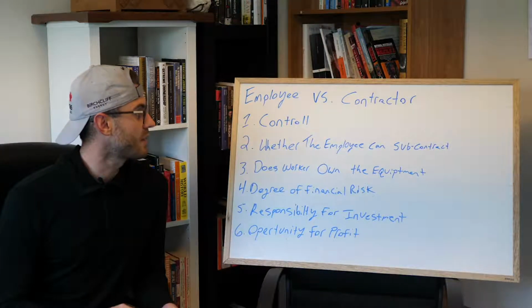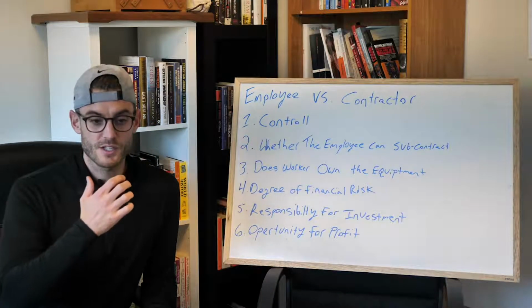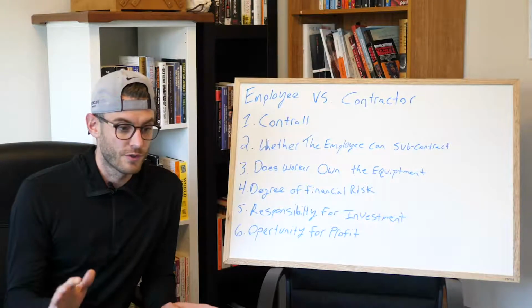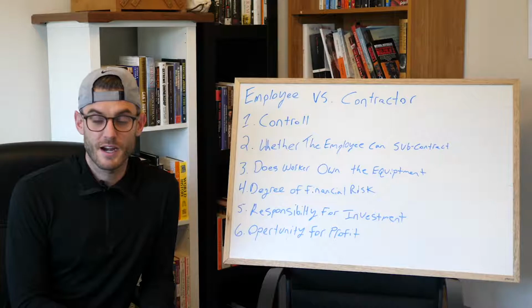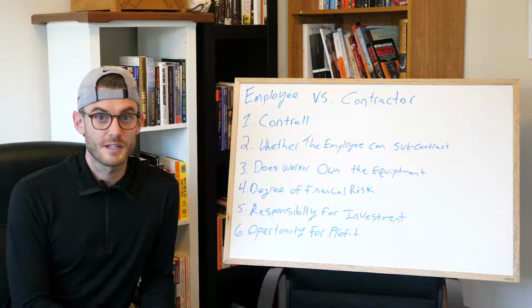Number 2 is whether the employee can subcontract. So if they can go out and actually hire additional staff themselves, they don't need to go through any process to get that staff hired. It's typically a contractor who would be able to do something like that.